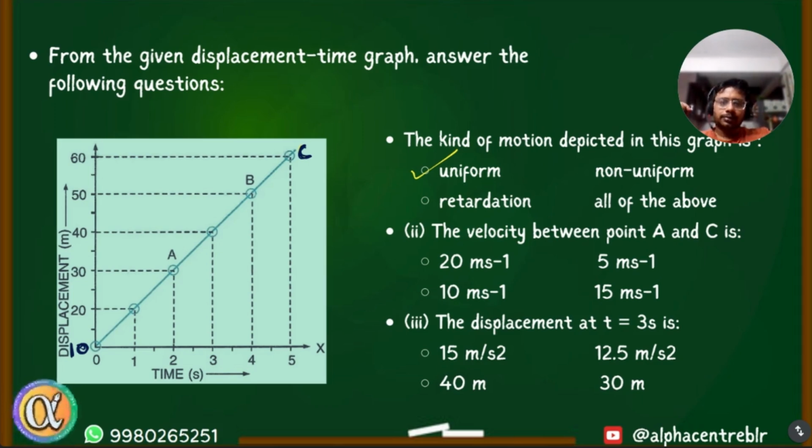So 60 meters. 3 or 30? At A the displacement is 30, at C it is 60. So between A and C, what's the total displacement? 30 meters. And A to C, what's the time elapsed? 2 to 5, 3 seconds.